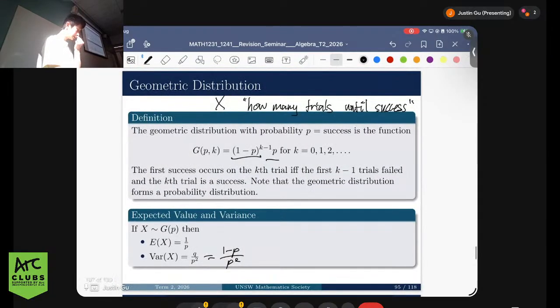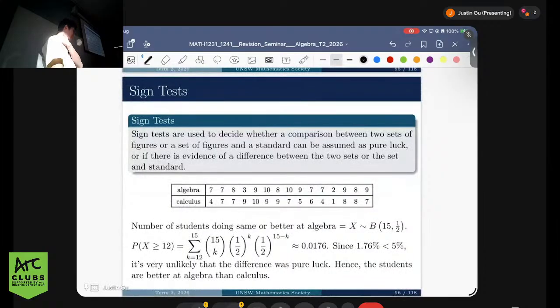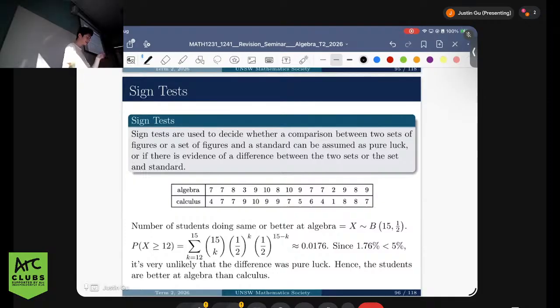Anyway, so sign tests. Let's move on to sign tests. Sign tests are basically ways we measure how lucky an outcome was. They're used to decide whether a comparison between two sets of figures, or a set of figures and a standard, can be assumed to be pure luck, or if there's evidence of a difference between the two sets, or the set and standard.